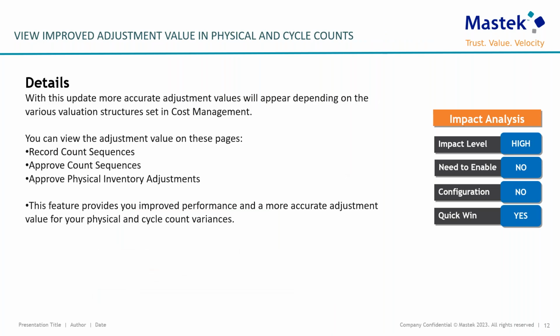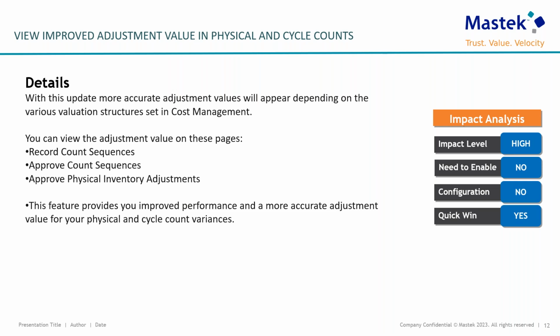Moving further, the next one is view improved adjustment value in physical and cycle counts. We have made improvements to the cycle counting and physical inventory processes to enhance the accuracy of adjustment value calculations. This has been achieved through the use of the latest costing enhancement introduced in 23D, that was a previous Oracle cost management feature, which includes the enhanced item cost service that significantly improves performance. Moreover, the adjustment values displayed will depend on the different valuation structure set in the cost management.